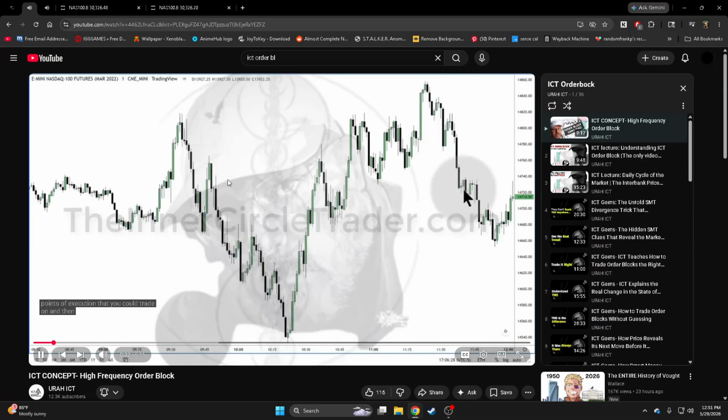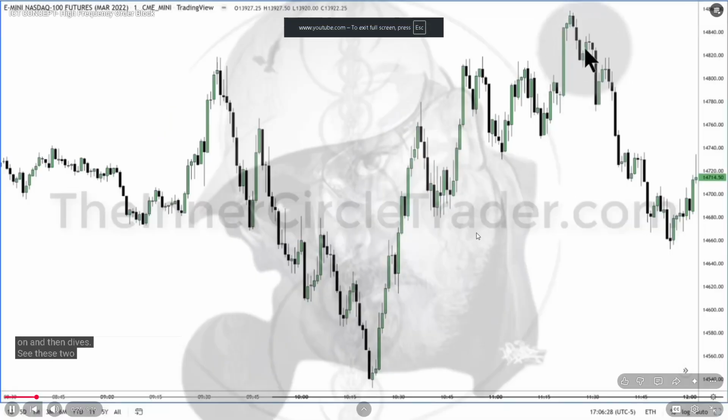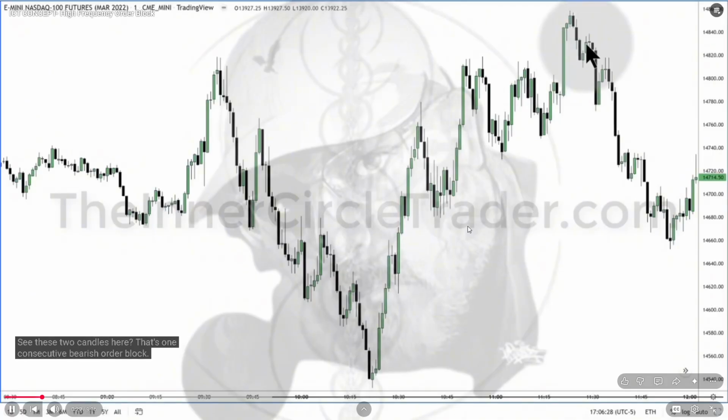And then dives. See these two candles here? That's one consecutive bearish order block. The opening price, extended out in time. Why is this a good bearish order block? Because it has that gap and it's taking liquidity.